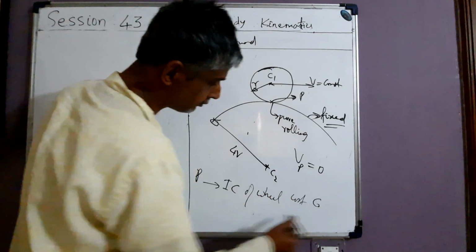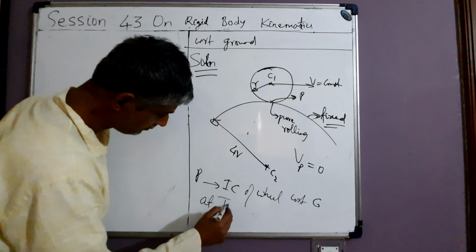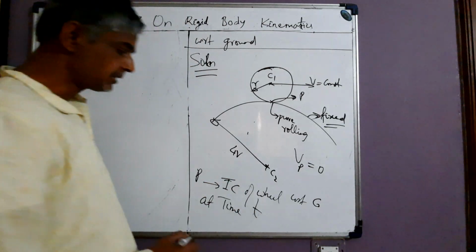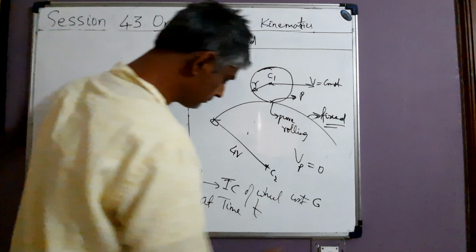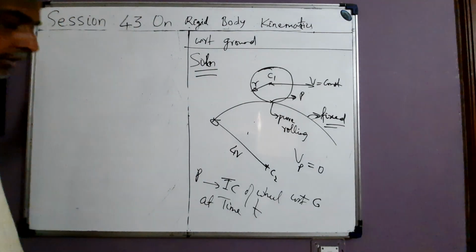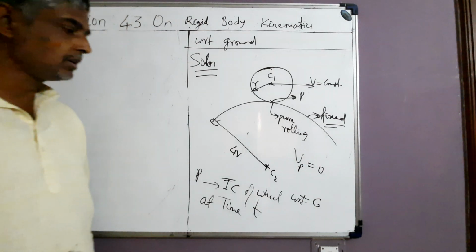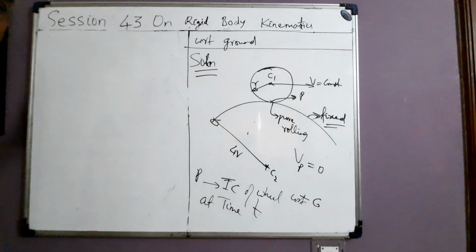with respect to ground at time t. P is the IC of the wheel with respect to ground at time t.